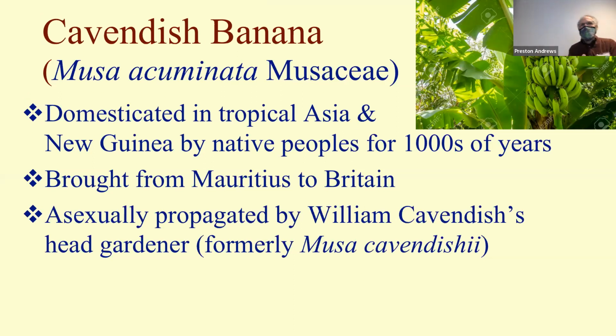And why was it asexually propagated? Because when you eat a banana, you don't get a seed. There are no seeds in the Cavendish banana. They are what in botany we say are parthenocarpic. In other words, they produce fruit without seeds. And there are seedless grapes and seedless this and that. So there are some other plants that are parthenocarpic as well.